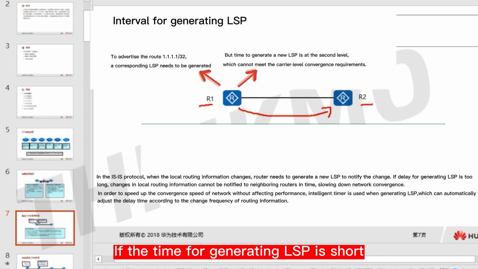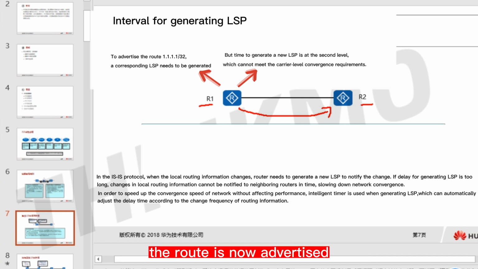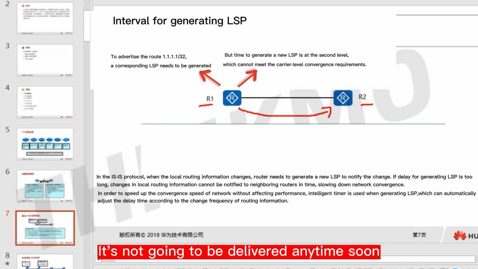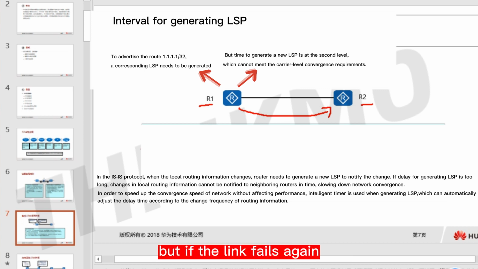If the time for generating LSP is short, the route is advertised now but it's not going to be delivered anytime soon. It takes a short time to generate the LSP, but if the link fails again, an LSP is generated again. So for a device, it's a huge drain on resources, for example, its CPU or memory, because it has to compute. With the link continuously going up and down, continuous LSP generation puts certain tests on the performance of this equipment.